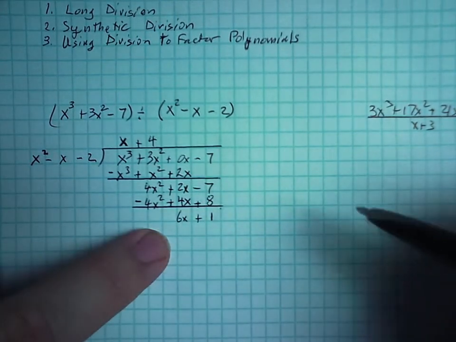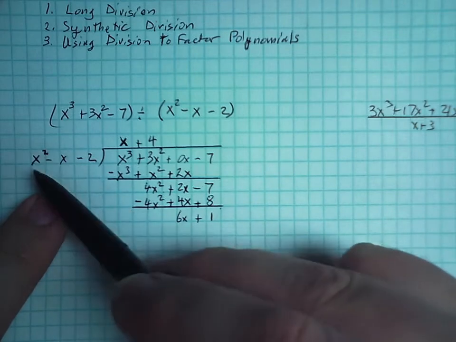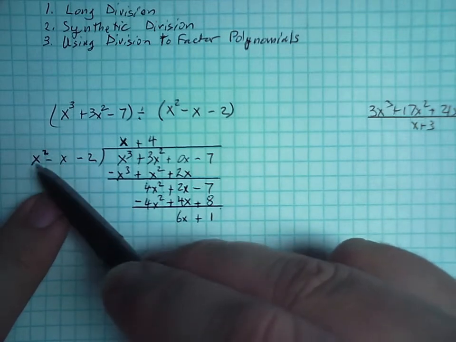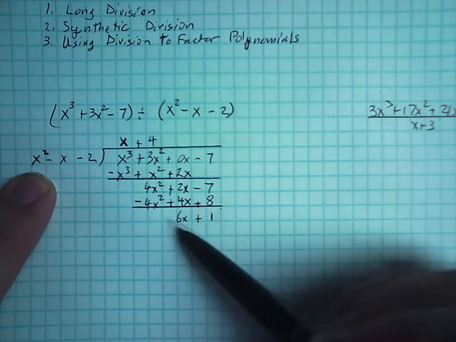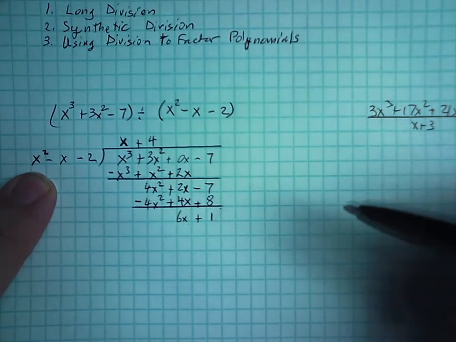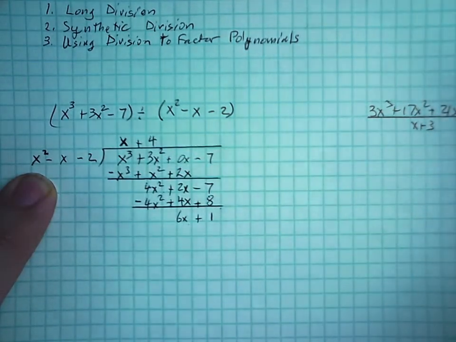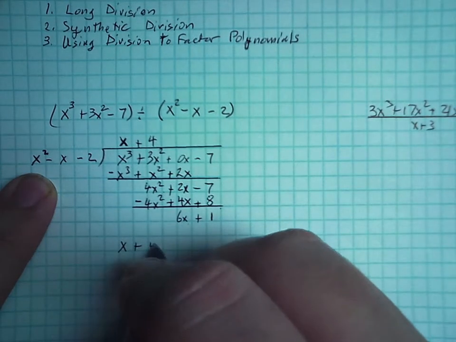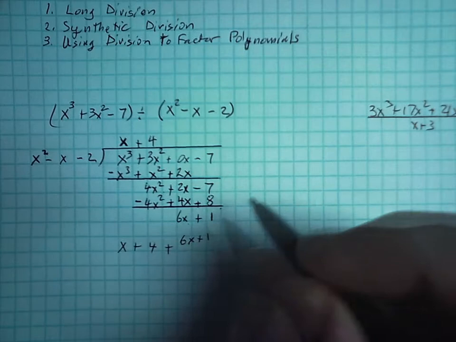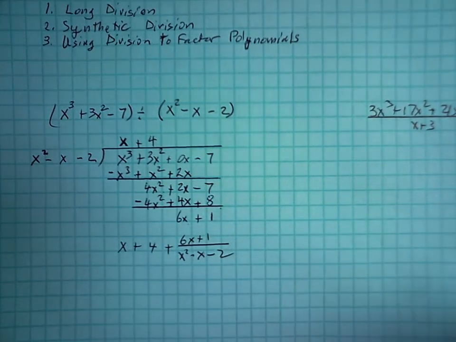Frequently, you'll do several more iterations, but you'll know it's time to stop when the degree of your divisor, this x squared, is bigger than the degree of your remainder. You can't really divide anymore. So what you have left here is a remainder. The remainder is 6x plus 1. Depending on how you've been told to give your answer, you may actually give these as two separate things. This is the quotient and this is the remainder. Or you can put the remainder into a fraction with the divisor underneath it. X squared minus x minus 2.